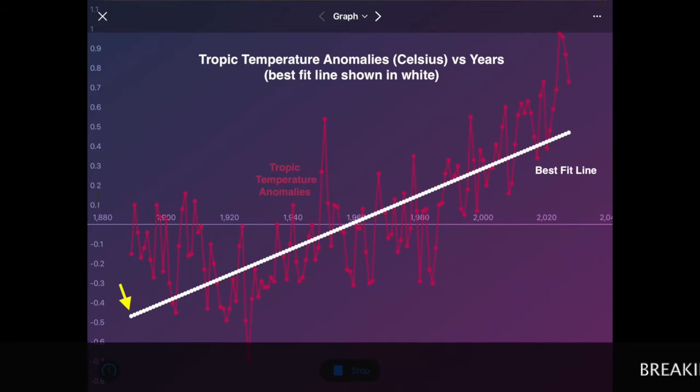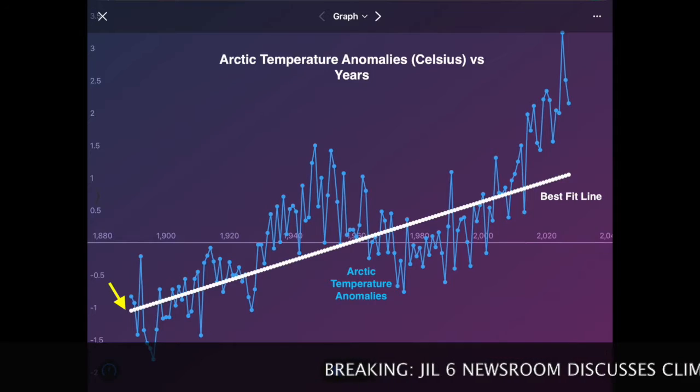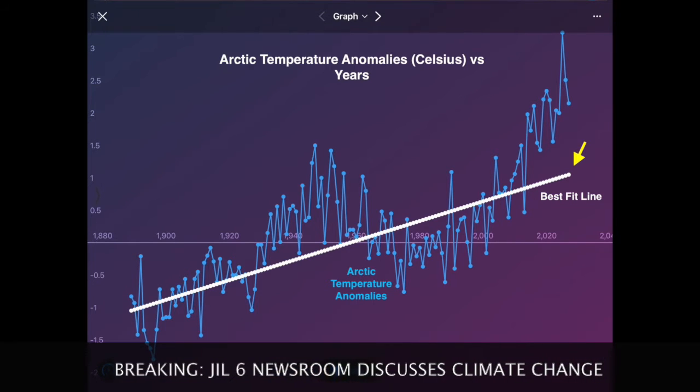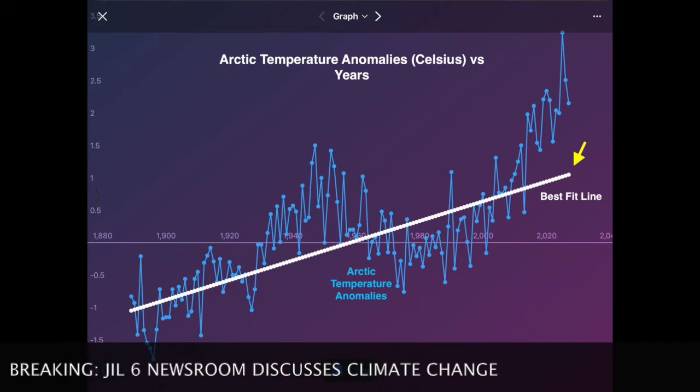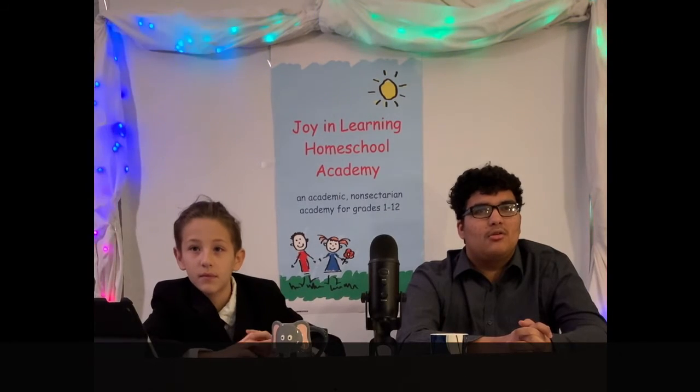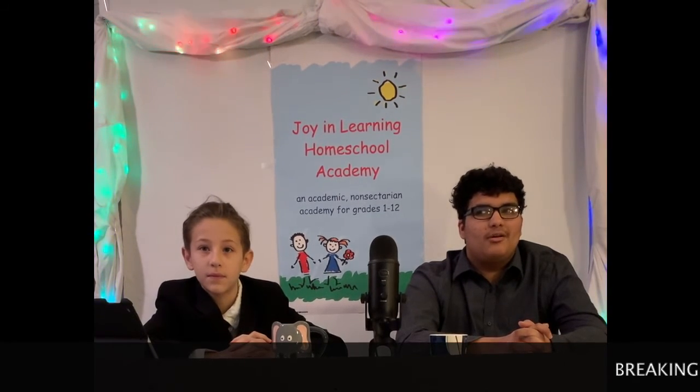In the tropics, the best fit line graph also shows an increase of about 1 degree Celsius during this 139-year time period. But look what happens in the Arctic. The temperature change is closer to 2 degrees Celsius for this region during the same time period. Finally, here's a graph of all the temperature anomalies for the three regions together. Notice how much the Arctic changes compared to the tropics. Could the Arctic be the canary in the coal mine? Tune in next time to find out.